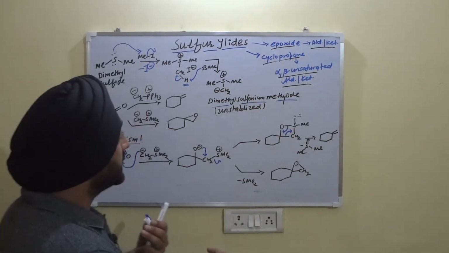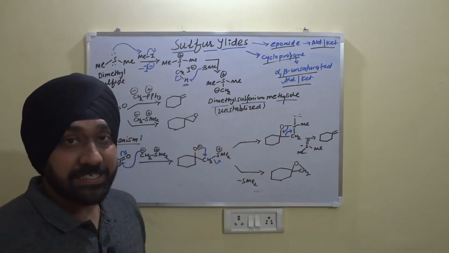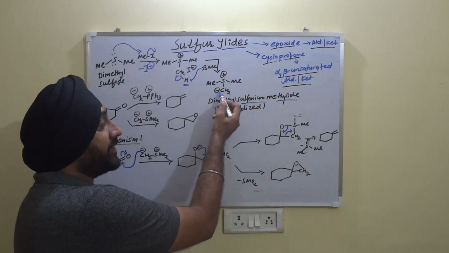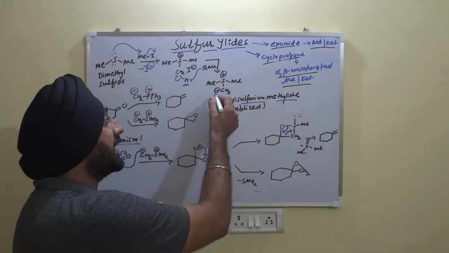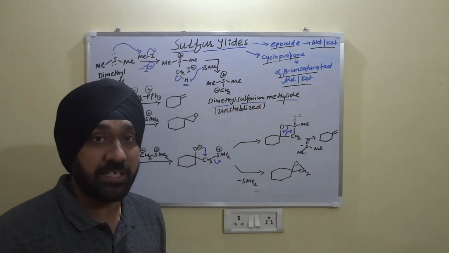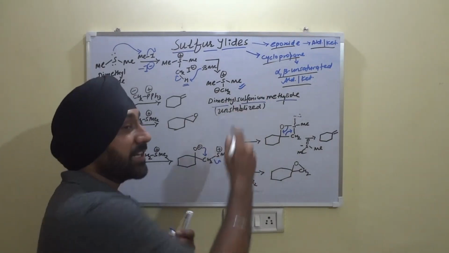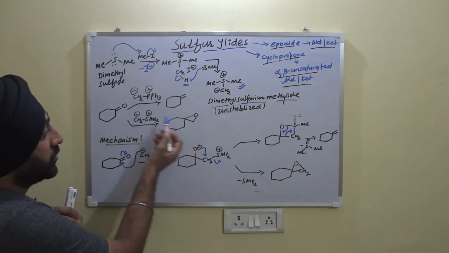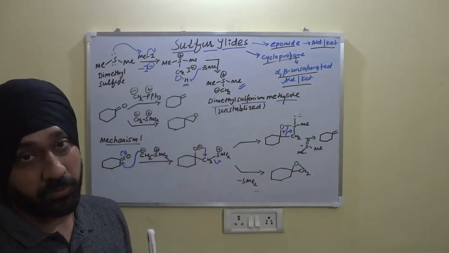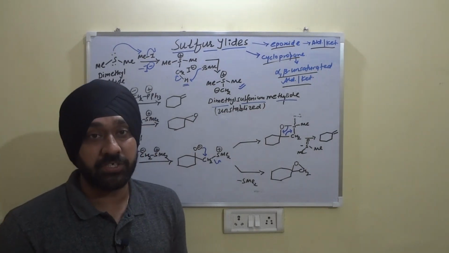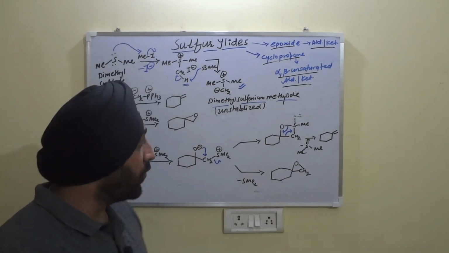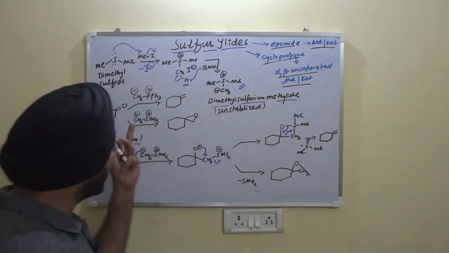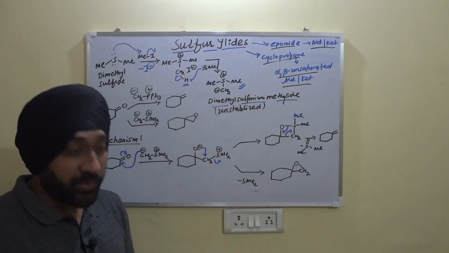Such ylides are also called unstabilized ylides. Since it does not have any group which can stabilize this negative charge, such ylides are quite reactive in nature, and they react with the carbonyl group to lead to the formation of the epoxide. Now, let's look at the mechanism of the reaction, which will help us understand why they form epoxide instead of an olefin, which generally happens in the case of Wittig reagent.